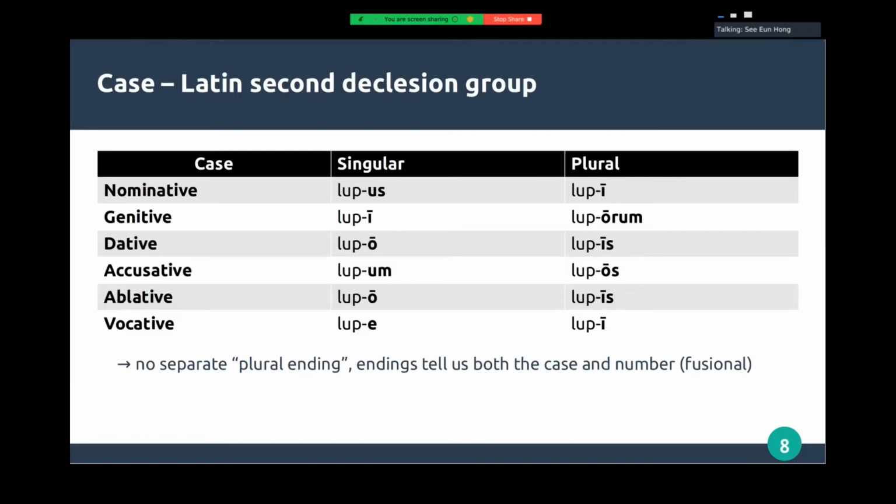So here, for example, in the nominative singular, the -us tells us both the number and the case, and in the plural, the singular ending -us is not present, but the long -ī ending tells us that it's the nominative and it's plural. So there are no separate plural endings, and the endings tell us both the case and the number, so it's fusional.